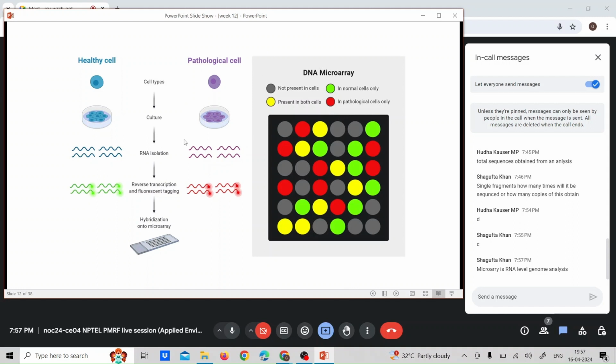So when you have only the normal cells, you can see which are the normal cells from the color signals, which are the pathological cells, and in which that thing is not at all present. So what this helps you to study is the presence of that particular gene, and also you can study multiple samples at a time. This technique is the microarray technique. I have explained it in the week 5 lecture also, I guess.